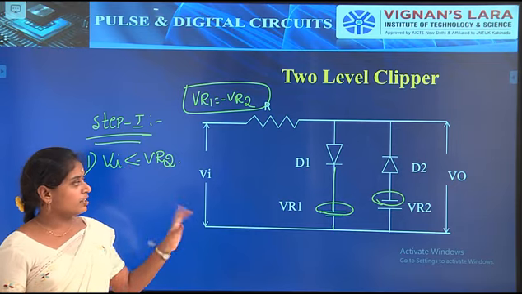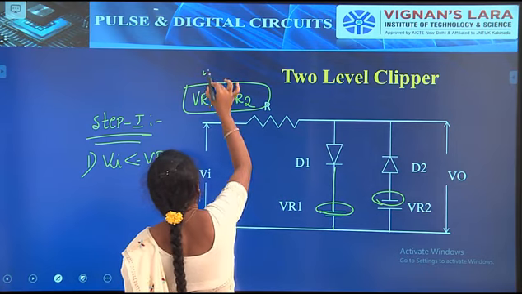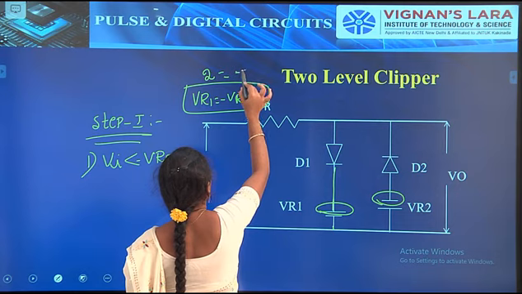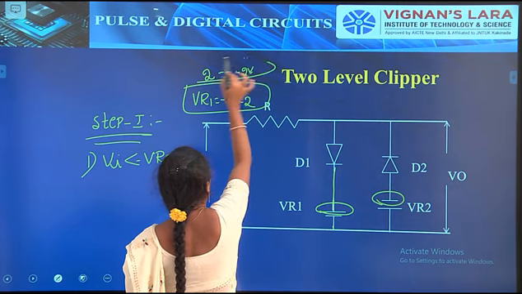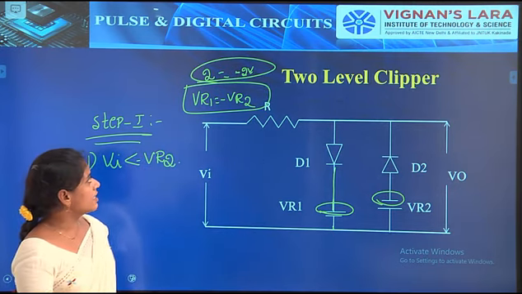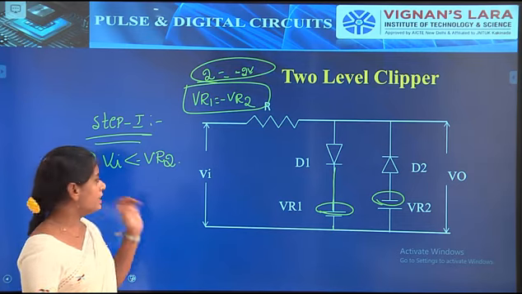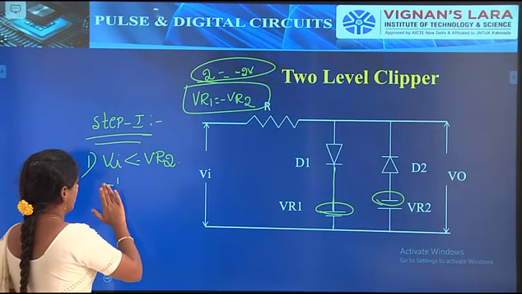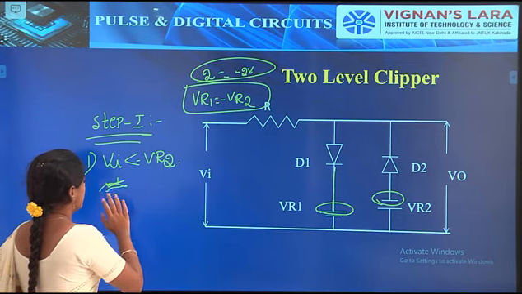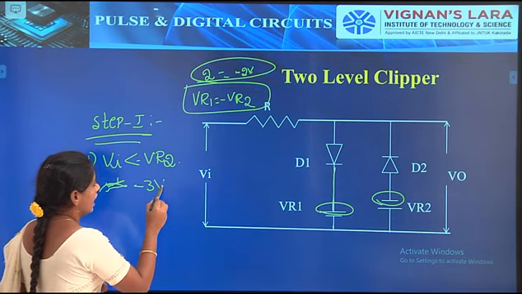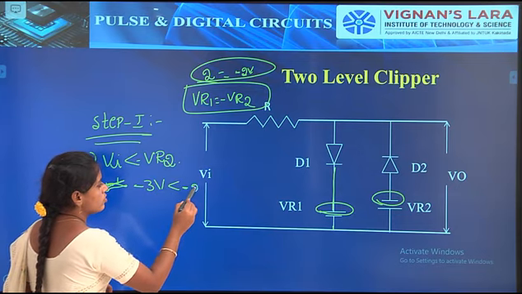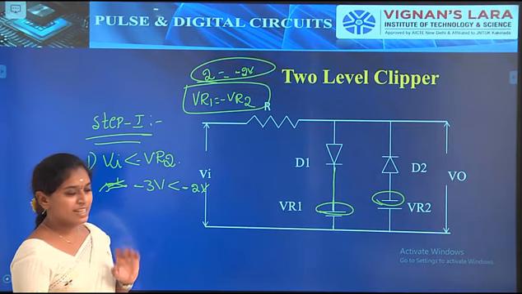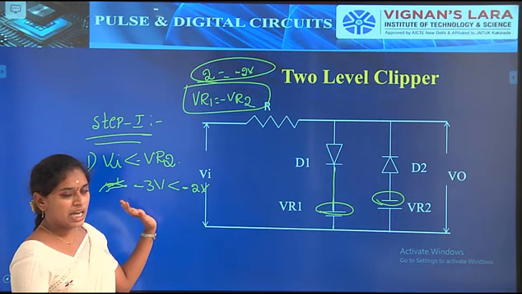For example, my VR1 will be 2 volts and VR2 will be minus 2 volts. My input signal is less than this signal. So the input signal may be minus 3 volts, and the reference is minus 2 volts. Minus 3 volts is less than minus 2 volts. Then what happens? Let me explain with an example.